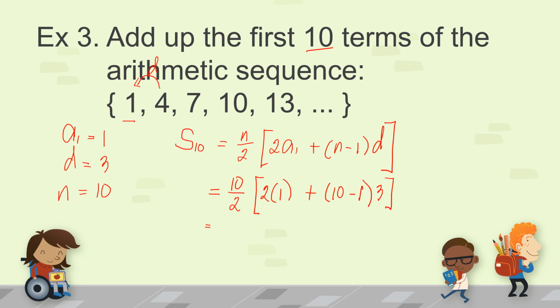So simplifying this expression, we have 10 divided by 2 is 5, multiplied by 10 minus 1 is 9 times 3 is 27 plus 2, you have 29. So therefore, the sum is equal to 145. So that is the sum of the first 10 terms of this sequence.